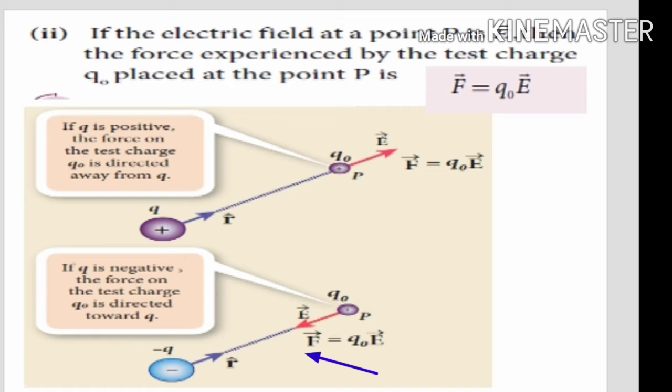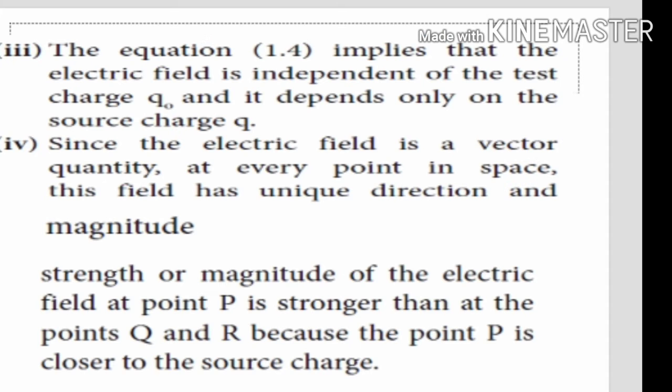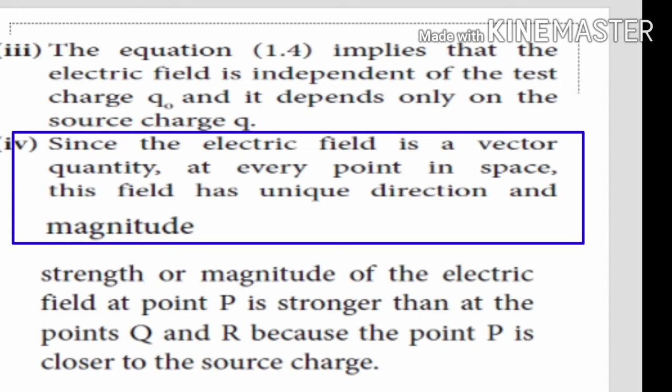So, the force experienced by the test charge can be determined by the equation F vector is equal to Q0 into E vector. From this equation, it is understood that the force depends only on the source charge Q but not upon the test charge Q0. Since the electric field is a vector quantity, it has unique direction and magnitude at every point in space.